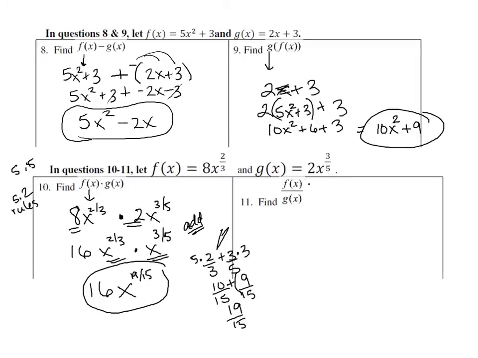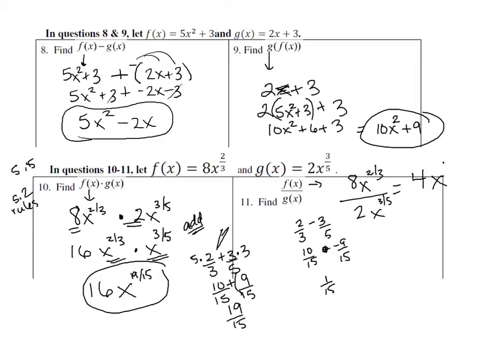It's a division problem, so set it up first. Your F being divided by your G. So again, 8 divided by 2 is 4. And the rule here is to subtract. So 2/3 take away 3/5. It's the same fraction, so it's going to be the same denominators. I'll just recopy what we already had. So 10/15 minus 9/15 will be 1/15. So that is our new exponent.